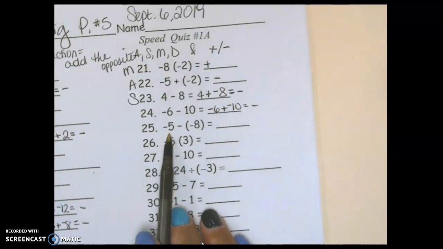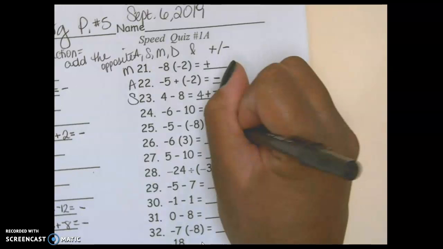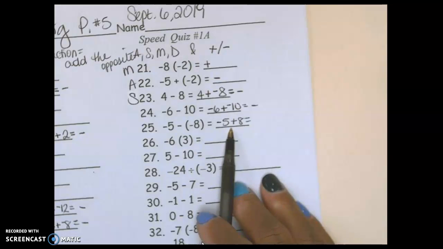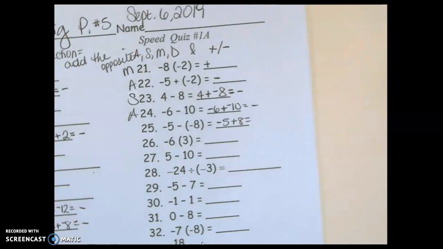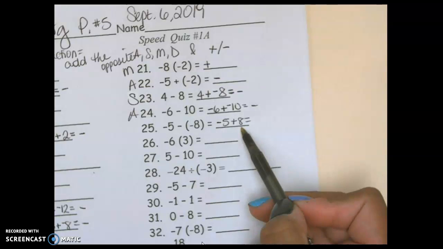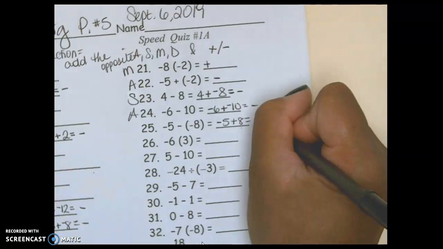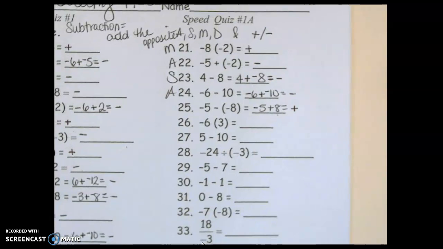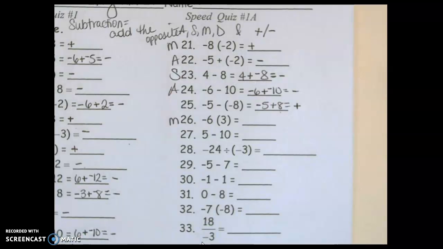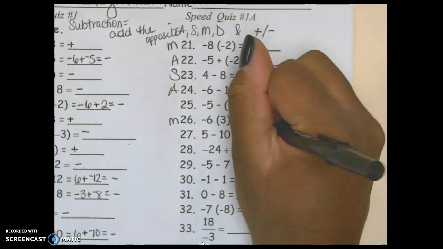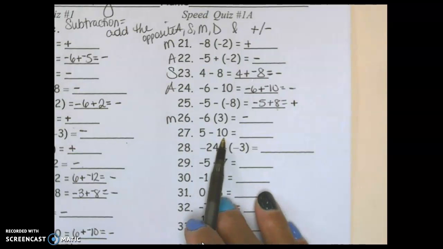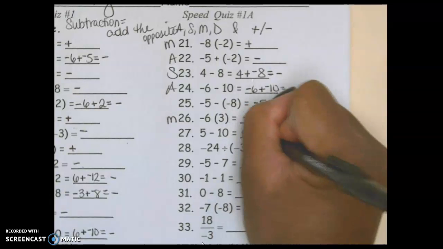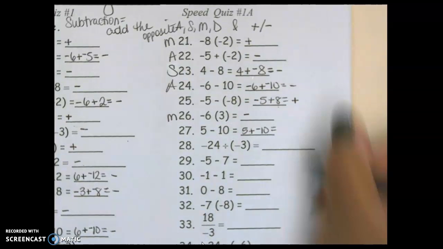Okay? -5 minus -8. Add the opposite. -5 plus 8. What kind of answer will I have here? It's going to be positive. Positive. Here, what am I doing? Multiplication. Multiplying. All right? It's going to be negative. Good. 5 minus 10. Add the opposite. Good. 5 plus -10. It's going to be a negative number.